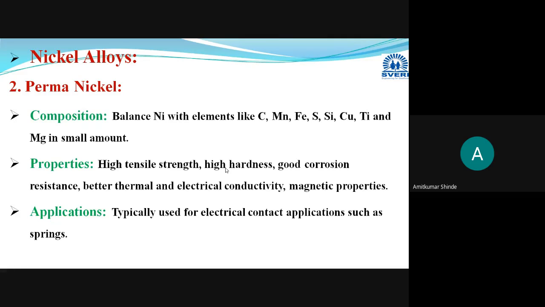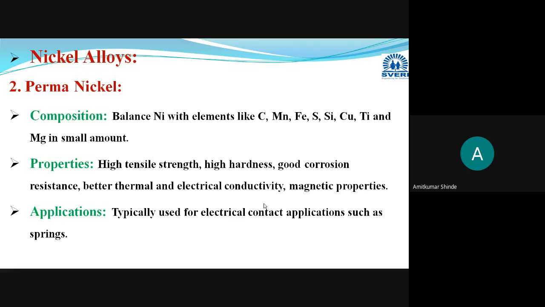One more characteristic here: due to the presence of copper, it will have better thermal and electrical conductivity. And as these elements have better thermal and electrical conductivity, these are used for manufacturing different electrical contact components. Like you can see, the different springs for electrical contact are manufactured with the help of this Permanickel. So these are the composition, properties and applications.